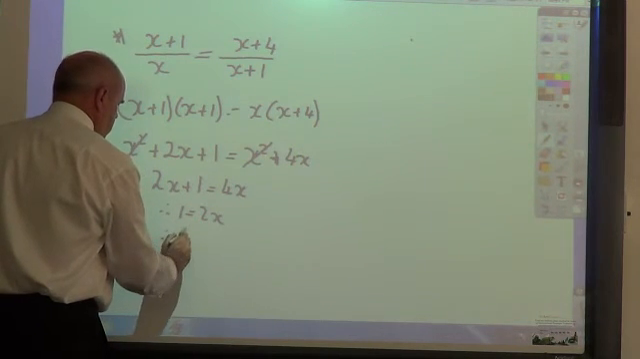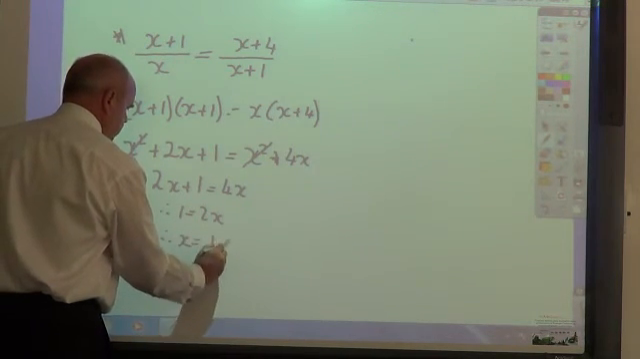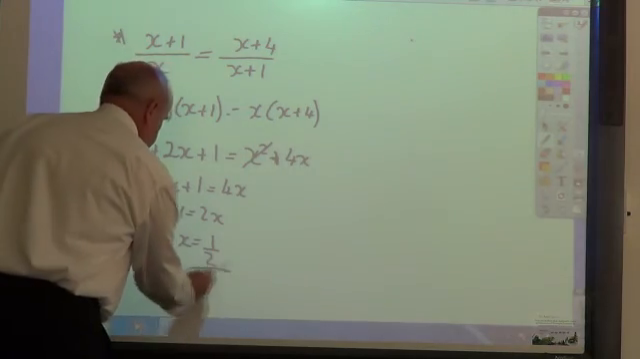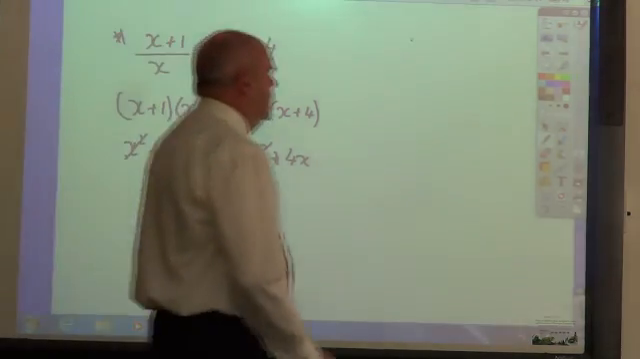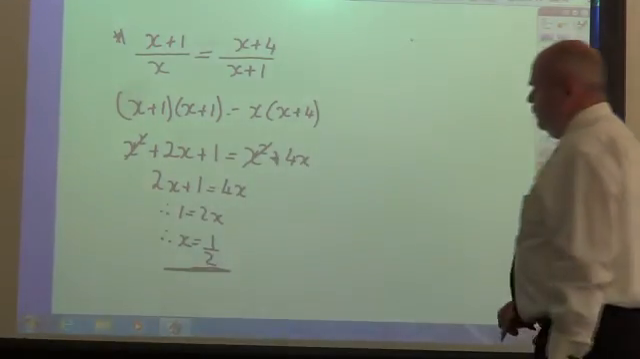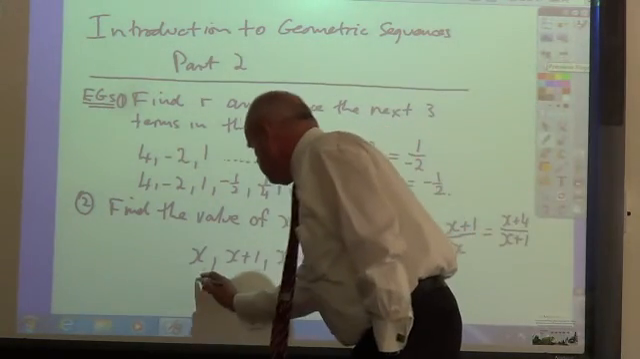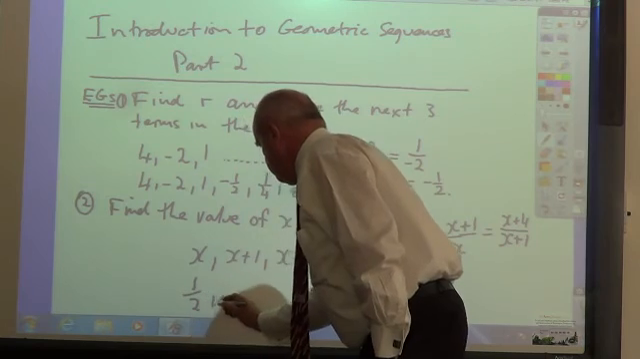Therefore, x must, and writing it the other way around, x must equal a half. That's our answer. X must equal a half. So, going back to our previous screen, if x equals a half, our series in fact looks like this.